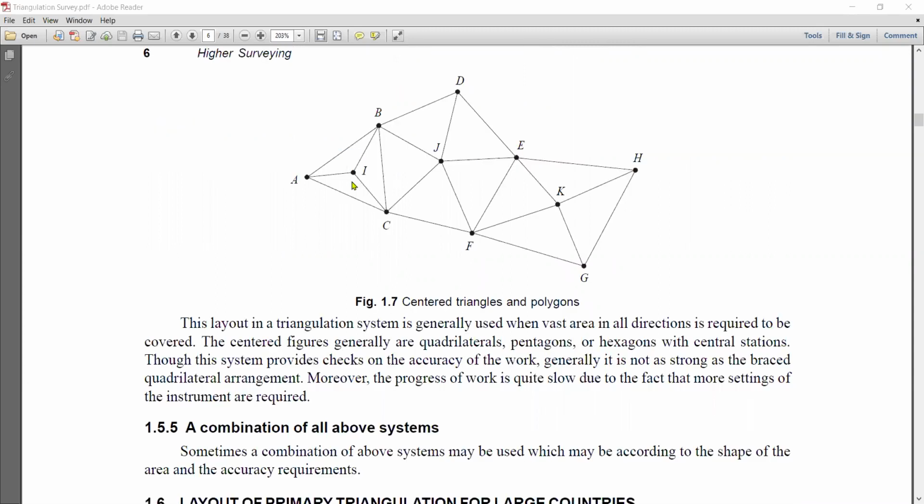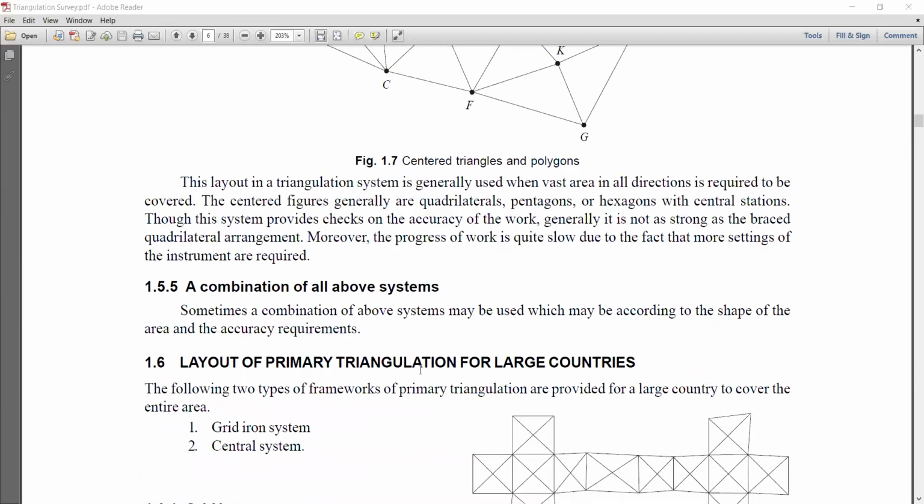This layout is a triangulation system generally used for a vast area in all directions. It means by considering a center station, we can cover all the directions. You can cover in the D direction, E direction, F direction, C, B, like that, expanding this triangulation system and covering the larger area which is required to be covered. The centered figures generally are quadrilaterals, pentagons, or hexagons.